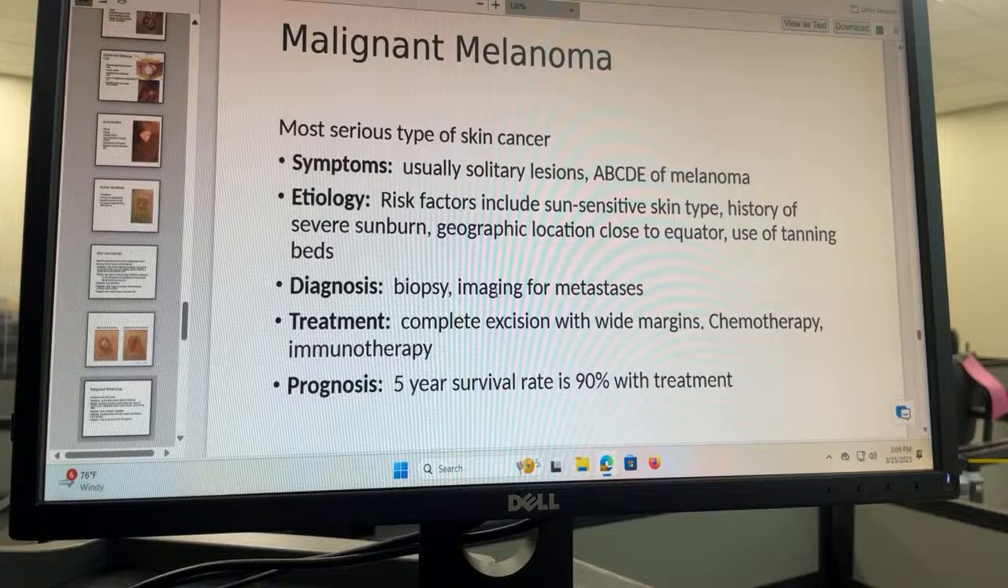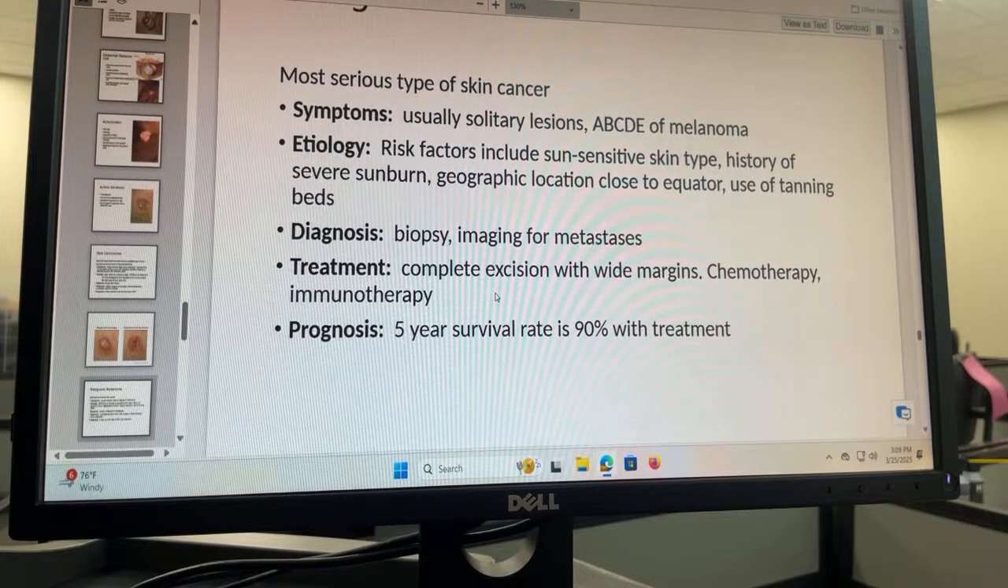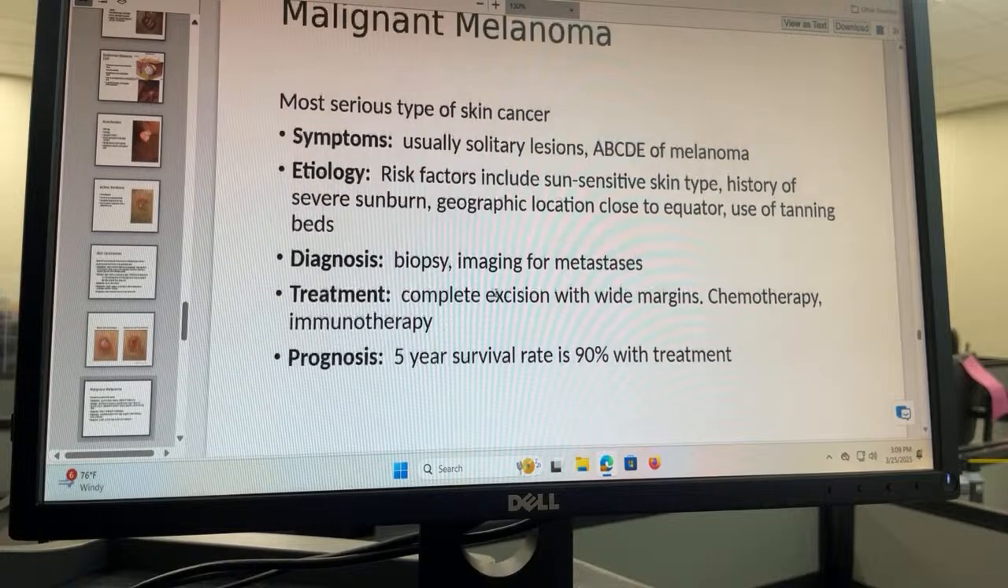Causes for this, risk factors include, like we talked about before, sensitive skin type, so pale hair, pale eyes, pale skin. History of severe sunburn, if you live closer to the equator where the sun's stronger, or using tanning beds. Diagnosis is going to be with a biopsy and using imaging like a CT scan to see if there's any metastases or anything spreading to other parts of the body.